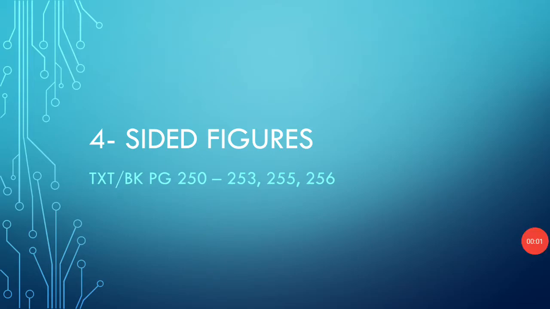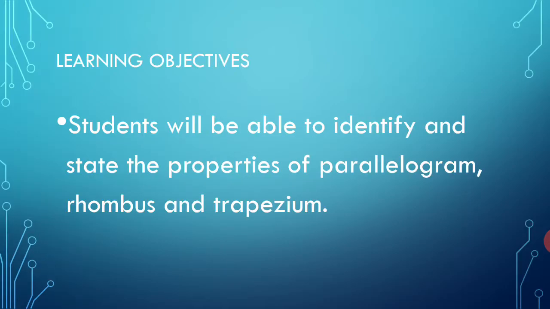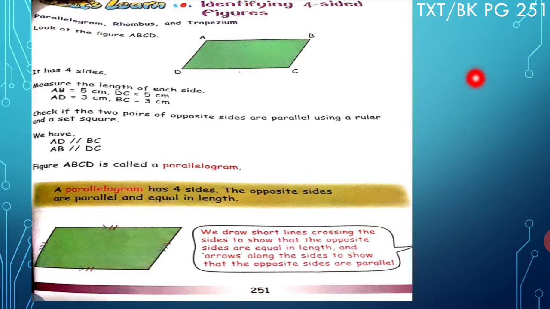Good morning, class. Today we are going to start our new topic, that is four-sided figures. Learning objectives. At the end of this lesson, you students will be able to identify and state the properties of parallelogram, rhombus, and trapezium.